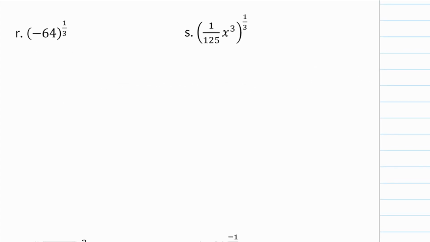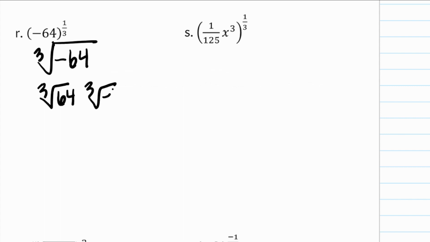Right. Negative 64 to the 1/3 is going to be the cube root of negative 64, which is the cube root of 64 times the cube root of negative 1. The cube root of 64 is going to be 4, and the cube root of negative 1, that's just negative 1, right? Because I can take negative 1 to the 3rd power and get negative 1. So 4 times negative 1, that's going to be negative 4.